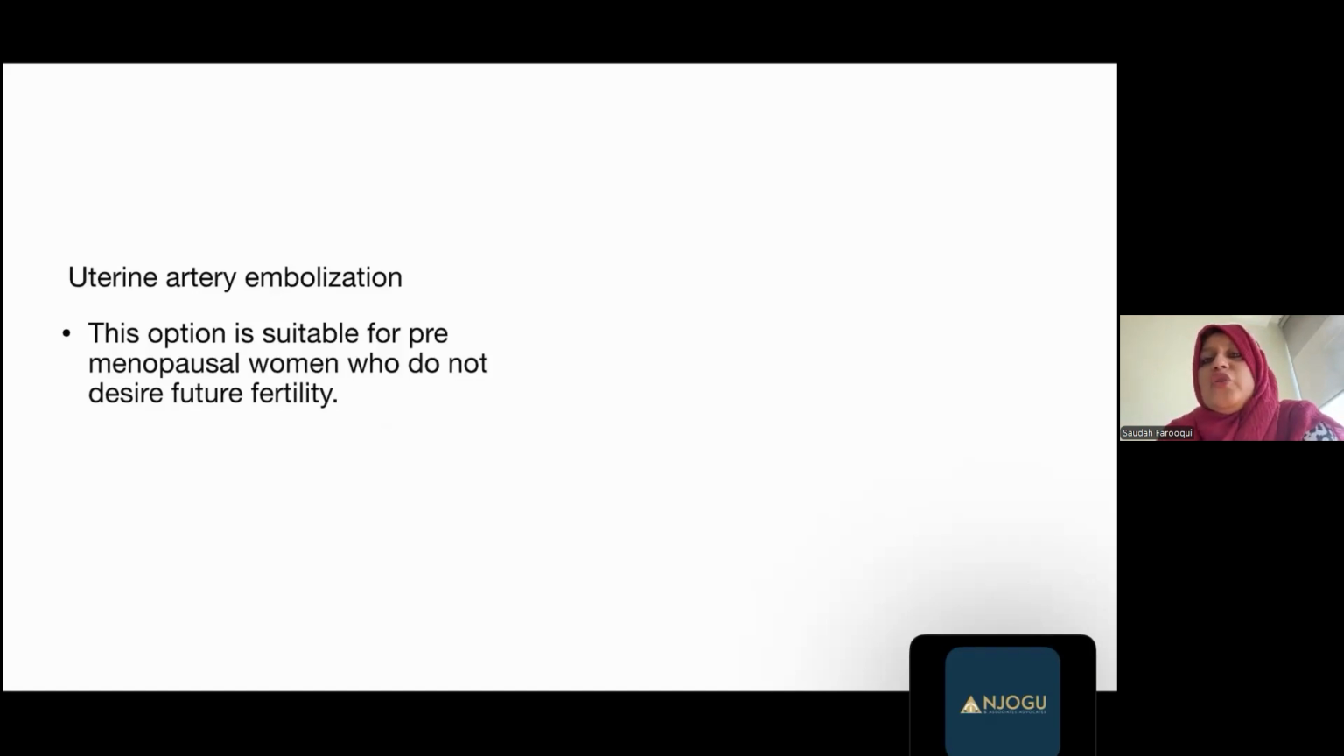There is another option called uterine artery embolization. This option is suitable for premenopausal women who do not desire future fertility. This is done by interventional radiologists, not by gynecologists, whereby they pass a catheter through your blood vessel and they embolize. So basically, they introduce a clot into your uterine artery, which stops the flow to the uterus. In this way, it stops the flow to the fibroid, and you will not be getting your periods. It basically stops your uterus from functioning.